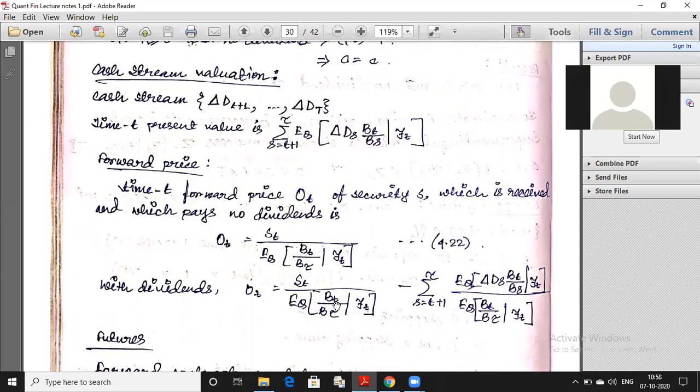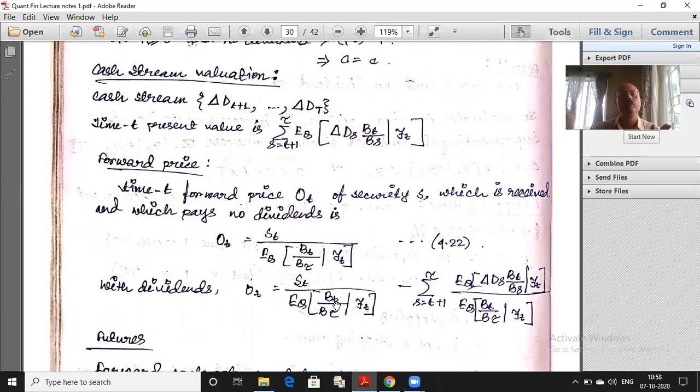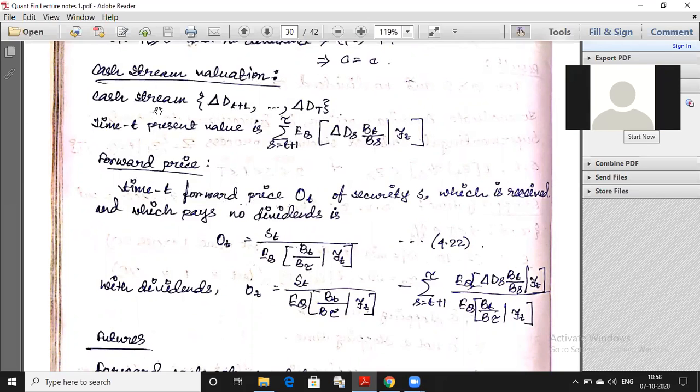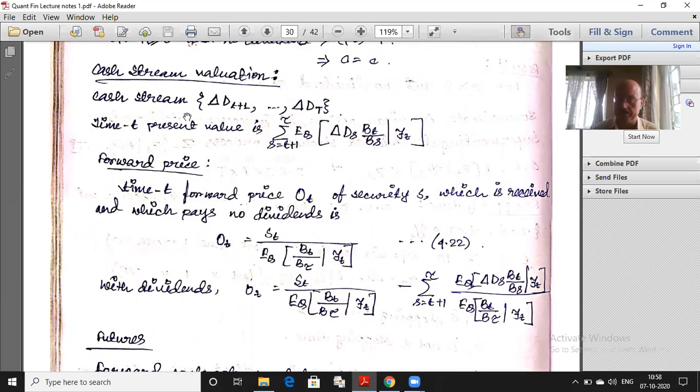The definitions are regarding how to evaluate a stream of payments. So think of a stream of payments, we call it a cash stream. A cash stream is like this. From time t, I look at all the future payments. Future payments can happen at t plus 1, t plus 2 up to capital T. So I have a finite horizon where I will stop. Suppose these payments are denoted by delta D.